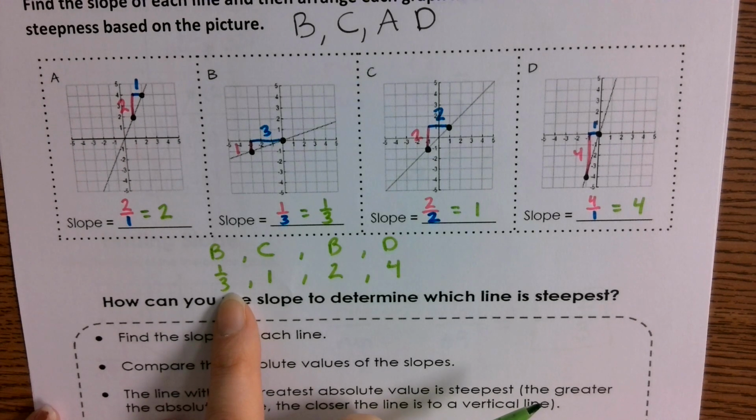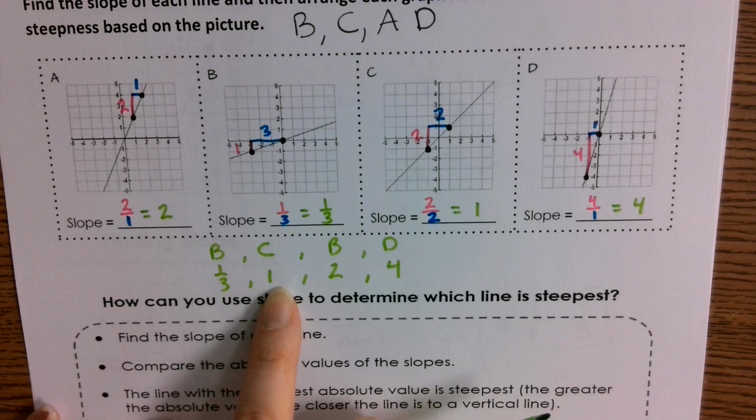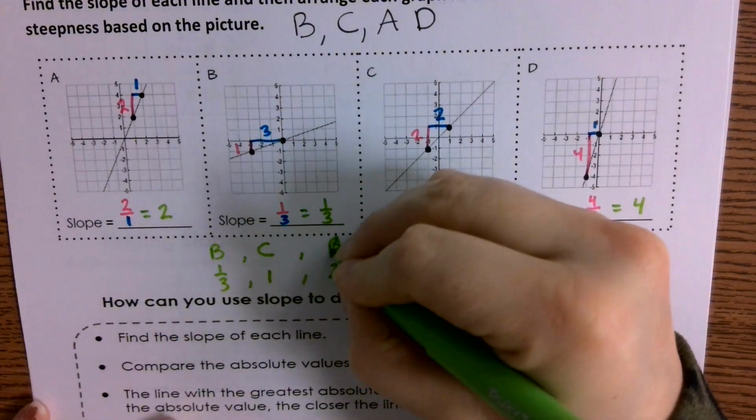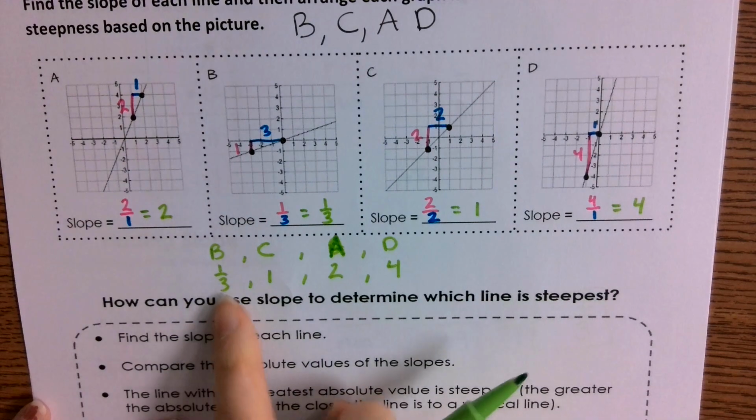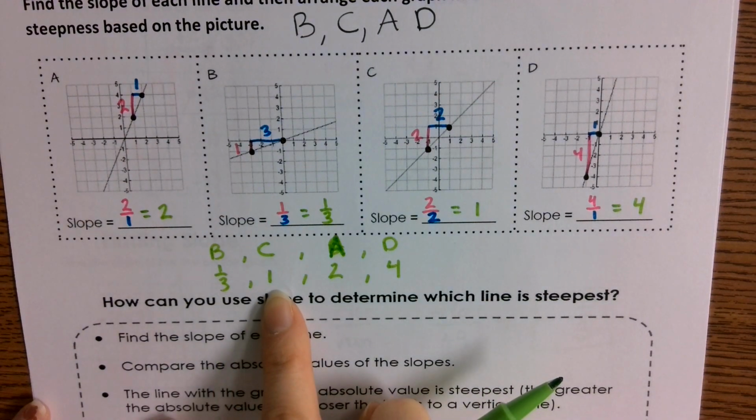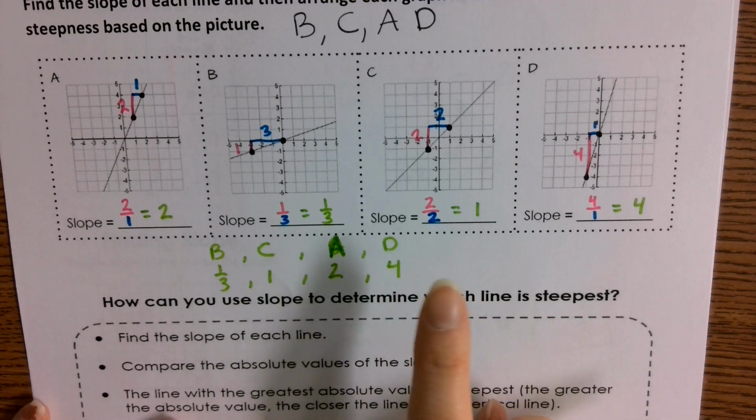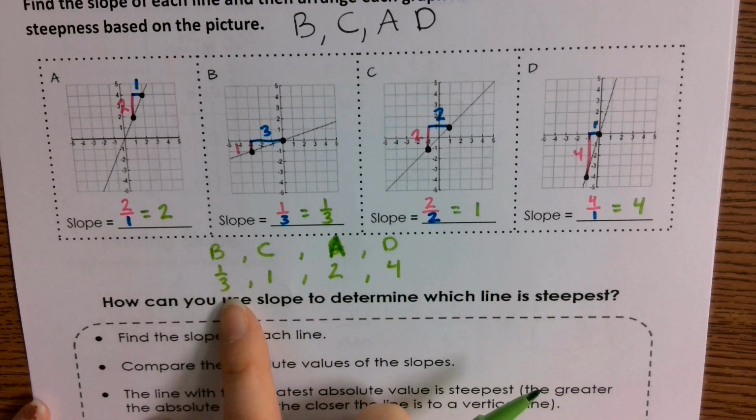Is 1/3 smaller than 1? Oh, I put 2 B's. Thank you. Sorry, this isn't A. Is 1/3 smaller than 1? Yes. Is it smaller than 2? Yes. Is it smaller than 4? Yes. 1/3 is our smallest number.